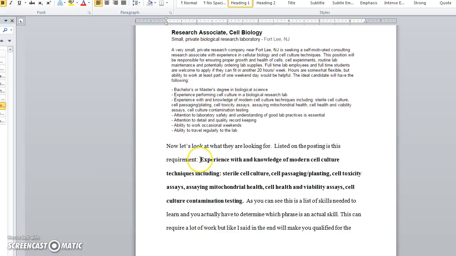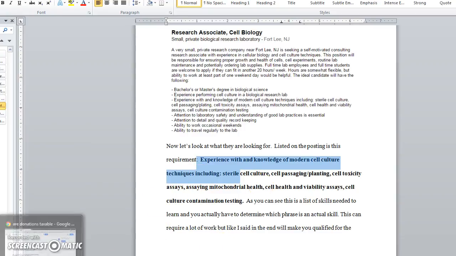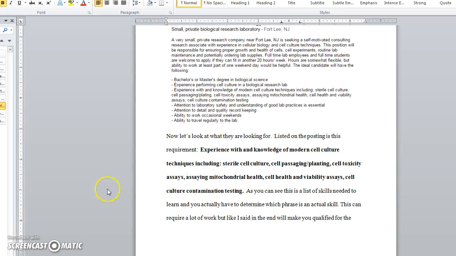Remember before we said experience with knowledge of modern cell culture. To also add to the YouTube experience, you want to use Google. Google is a very good search engine, and you can find a lot of information that you could look into. So I'm going to show you how you can do that by using Google.